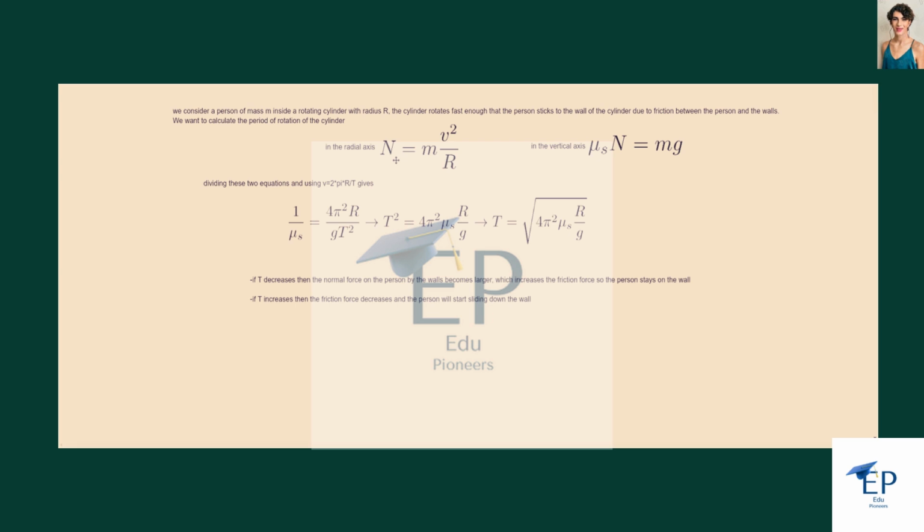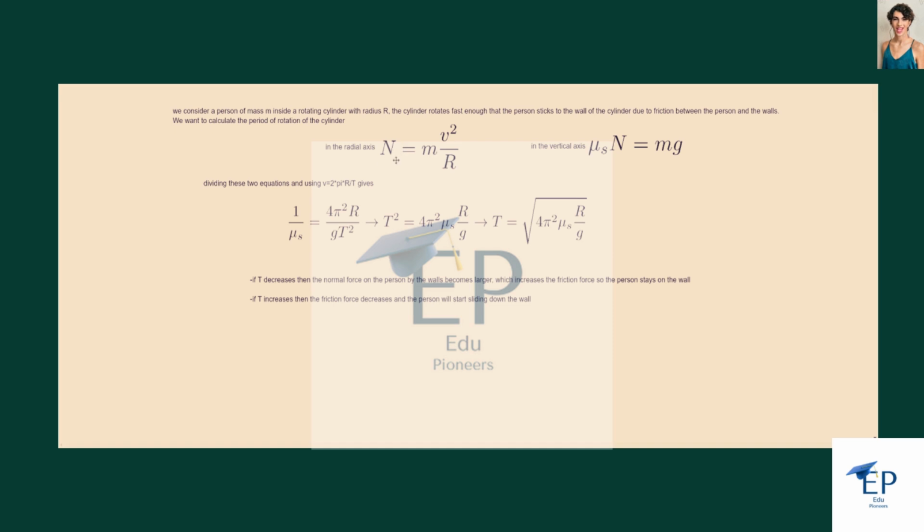And we're also given the static friction constant between the person and the cylinder walls. So now the question is, what is the slowest speed that the cylinder can rotate at so the person doesn't slide down? To do that, we first consider, along the radial axis, what are the forces on this person?